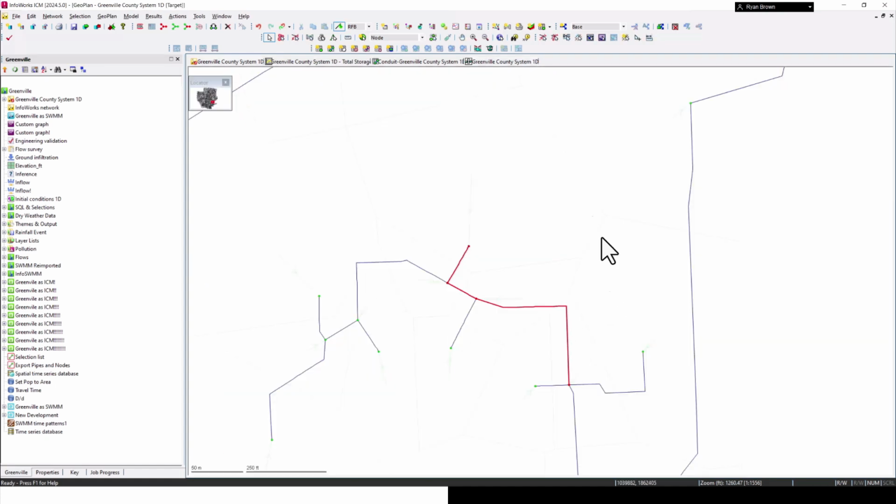Once you get an idea of where maybe problem spots are, you can then run the simulations and make sure that enough dry weather flow is coming from the different subcatchments in order to flush out those areas efficiently.